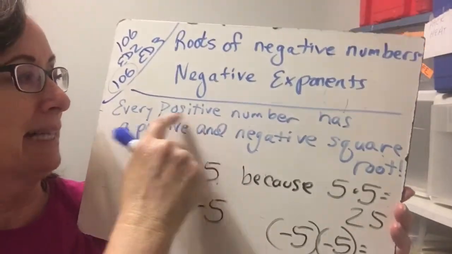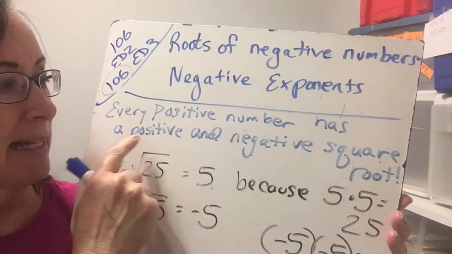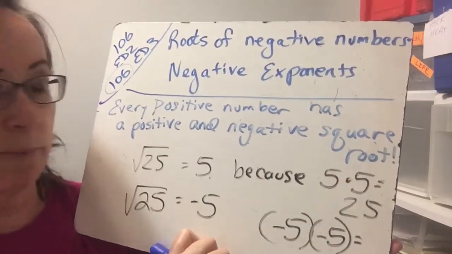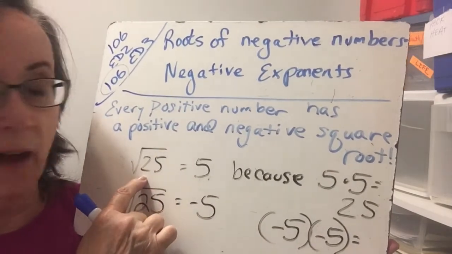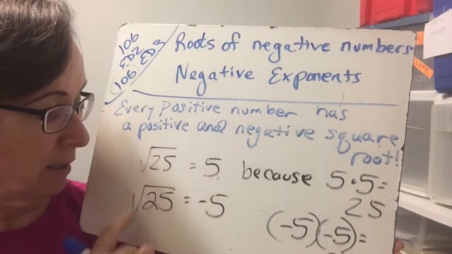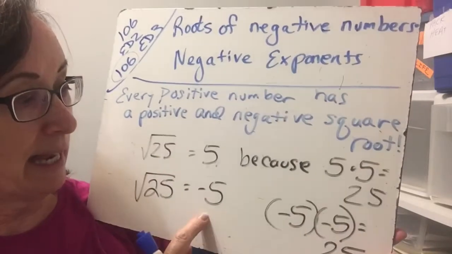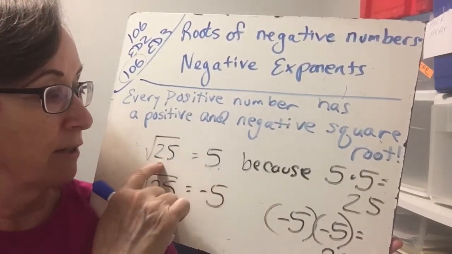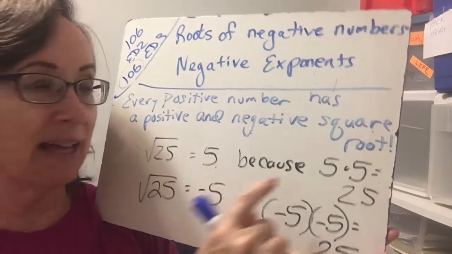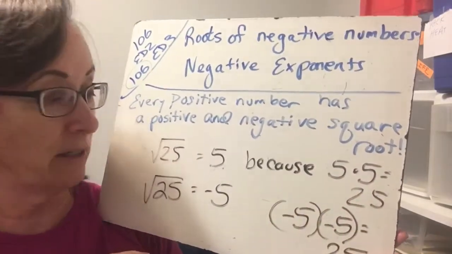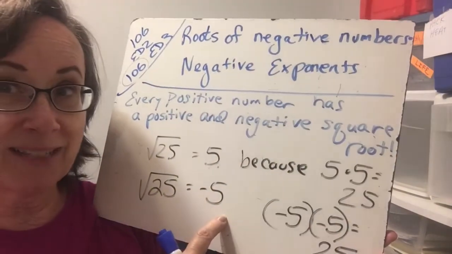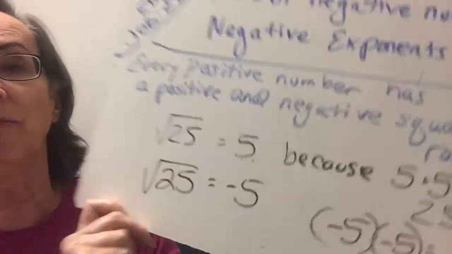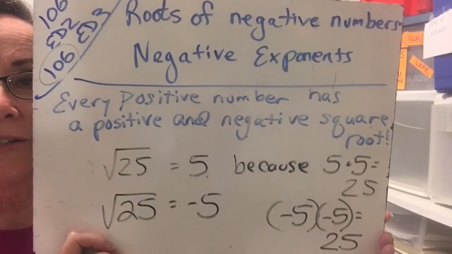Every positive number has a positive and a negative square root. So let's see some examples about this. The square root of 25 is 5, but also the square root of 25 is negative 5. By the definition of square root, the square root of 25 is 5 because 5 times 5 gives me 25. And the square root of 25 is negative 5 because negative 5 times negative 5 gives me 25. So there's your first screen.